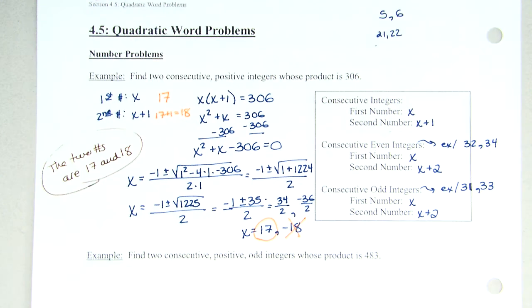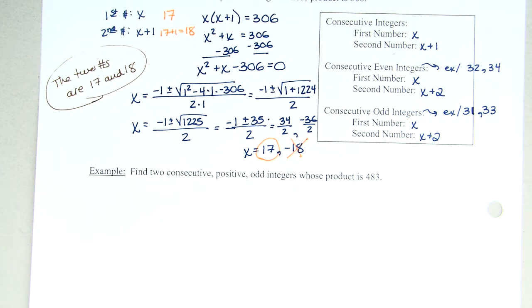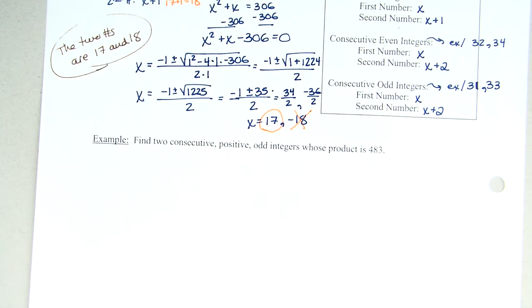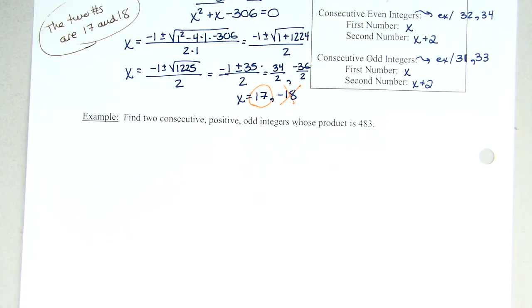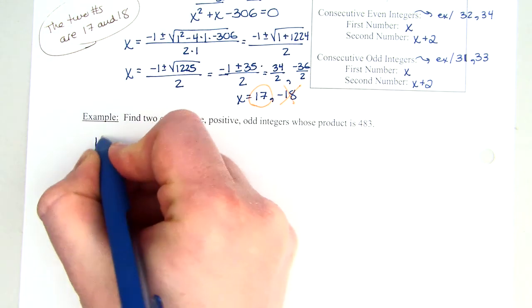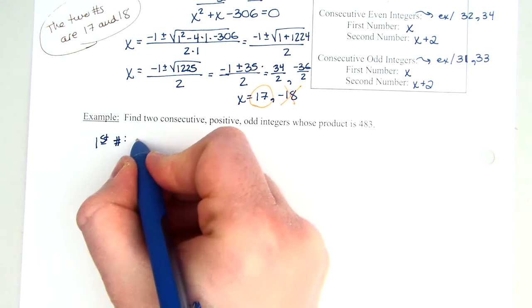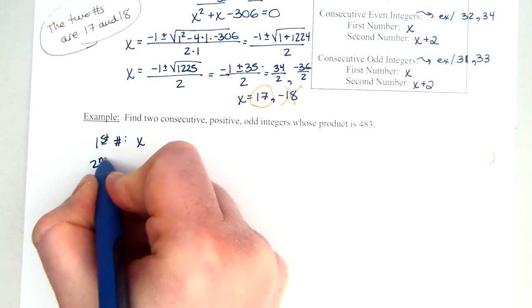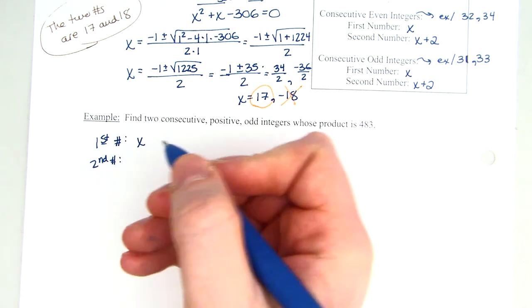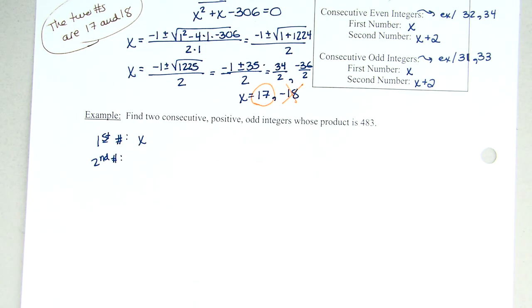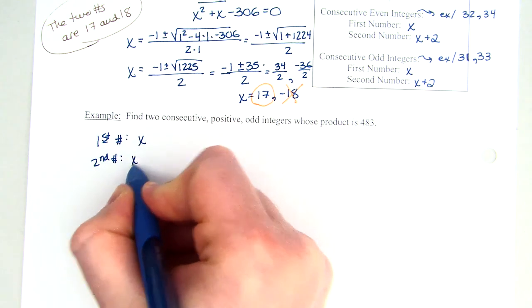Let's take a look at the next one. Here I'm asking for two consecutive positive odd integers whose product is 483. I'm going to make my first number x. If we're dealing with consecutive positive odd integers, what are we going to say the second number is? I think it's going to be x plus 2.